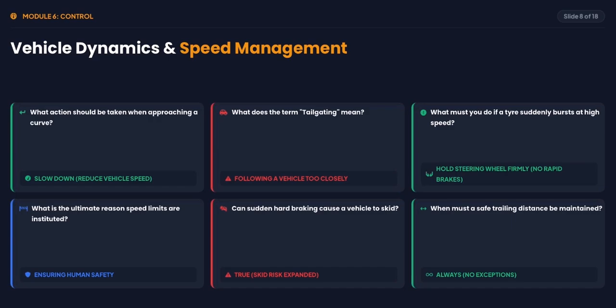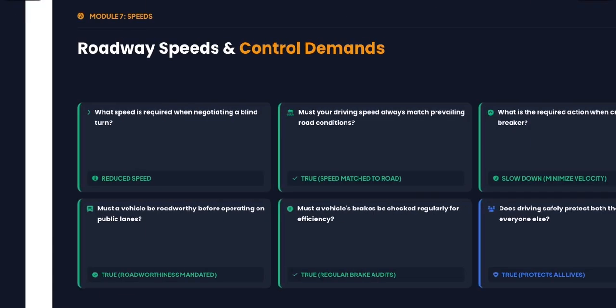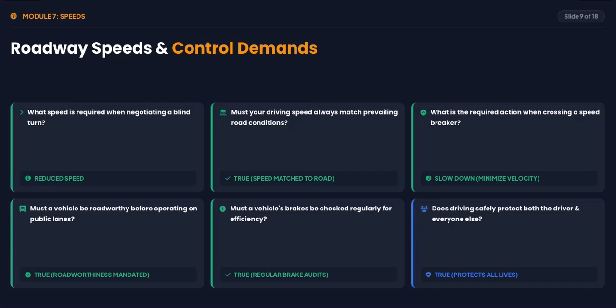No rapid brakes. What is the ultimate reason speed limits are instituted? Ensuring human safety. Can sudden hard braking cause a vehicle to skid? True. When must a safe trailing distance be maintained? Always. There are no exceptions. Module 7: Roadway Speeds and Control Demands.